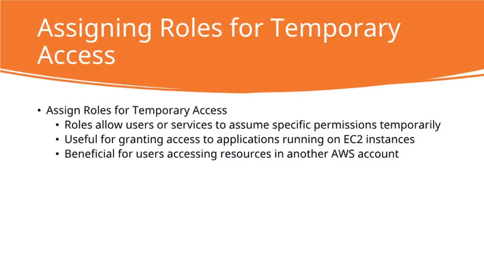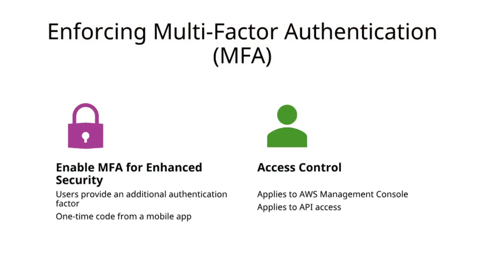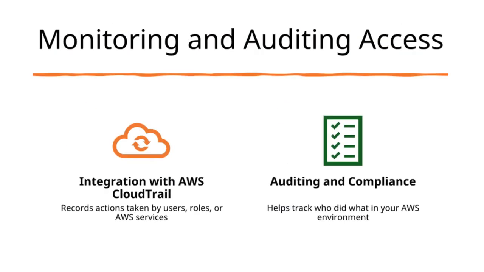Assigning roles allows temporary access to users or services. This is useful for EC2 applications or accessing resources in another AWS account. Enable MFA for users to enhance security by requiring an additional authentication factor, such as a one-time code from a mobile app, when accessing the AWS Management Console or API. AWS IAM integrates with AWS CloudTrail to record actions taken by users, roles, or AWS services. This helps with auditing and compliance, allowing you to track who did what in your AWS environment.